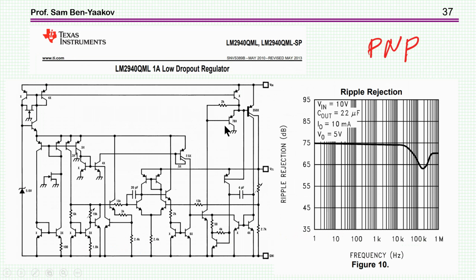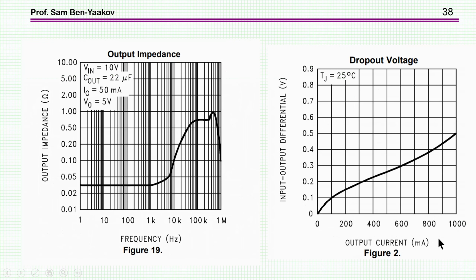Now, what about the case that we have a PNP transistor? Okay, it is reversed. This is a more recent unit by Texas Instruments. And here it shows the ripple rejection, which is pretty good, 75. Then it goes down, and then there'll be some oscillation here. And again, it shows only to 1 megahertz.